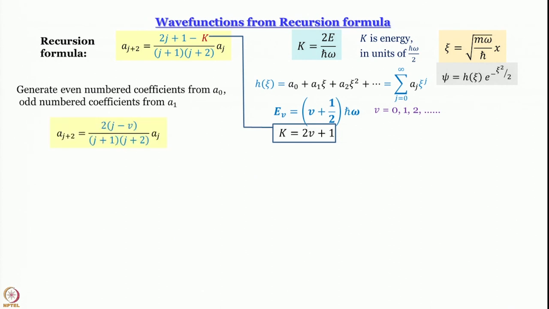So, we get A_{j+2} is equal to A_j multiplied by, very simply, 2 into (j minus v) by (j plus 1) multiplied by (j plus 2). Is that okay? 2j plus 1 is already there, minus 2v minus 1. So, 1 minus 1 is 0. So, you get 2j minus 2v in the numerator. I have written it as 2 into (j minus v).